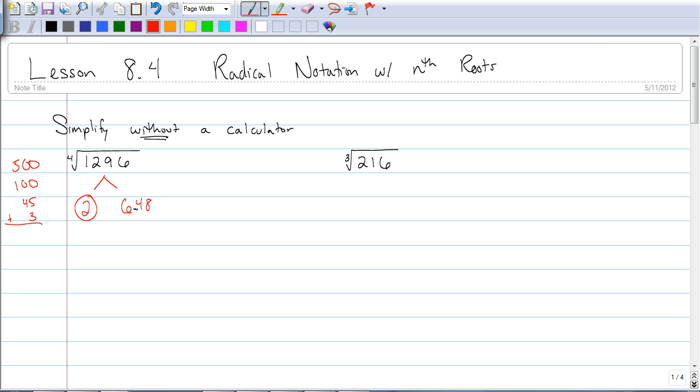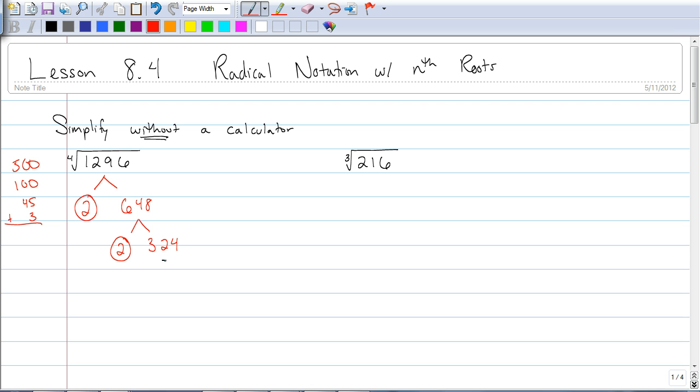Now I circled 2 because it's prime. Prime numbers are numbers where the only numbers that divide into it are 1 and itself. So the only 2 numbers that multiply together to give me 2 are 1 and 2. So I circle it because I'm done with that branch. So now I go to the 648. 648 is even, so I know that 2 is going to work again. And 2 is prime. 2 goes into 648 324 times.